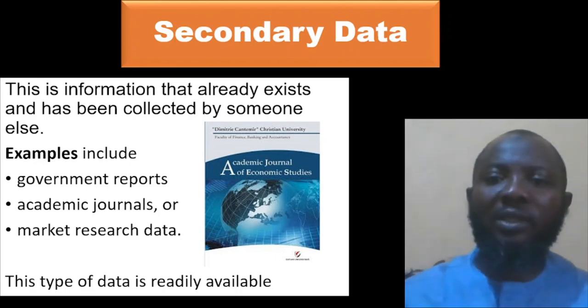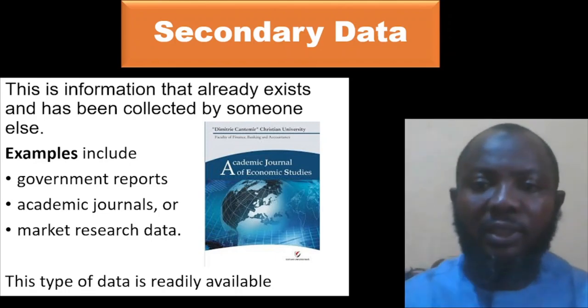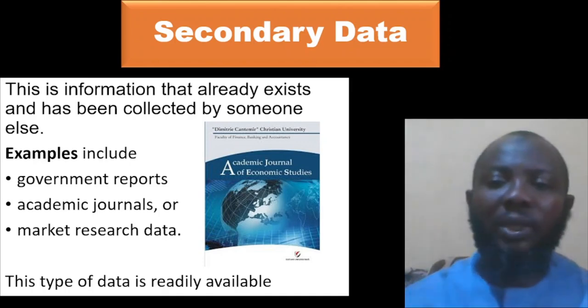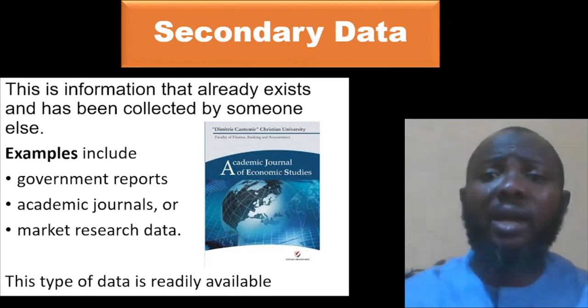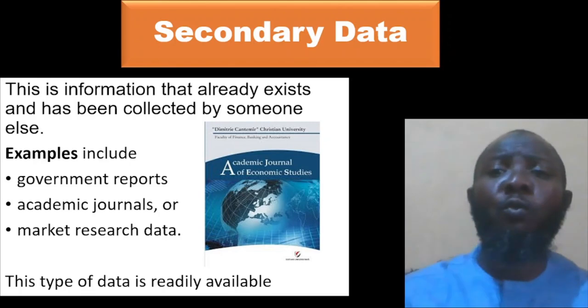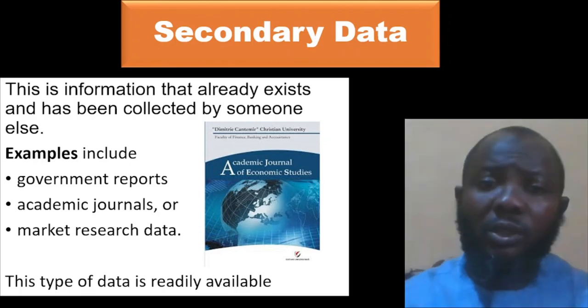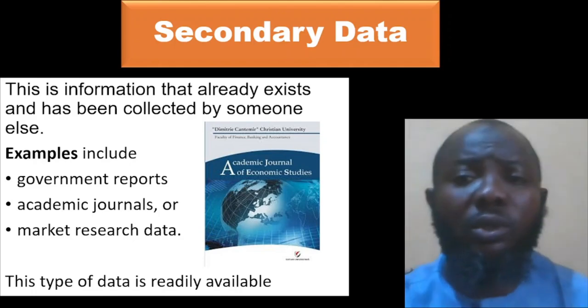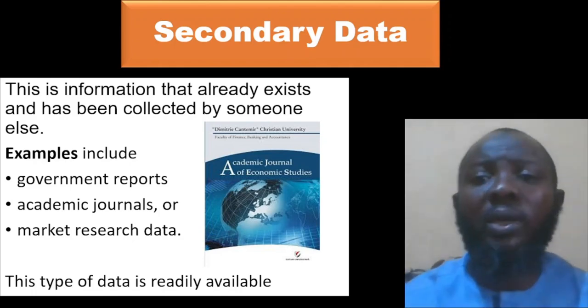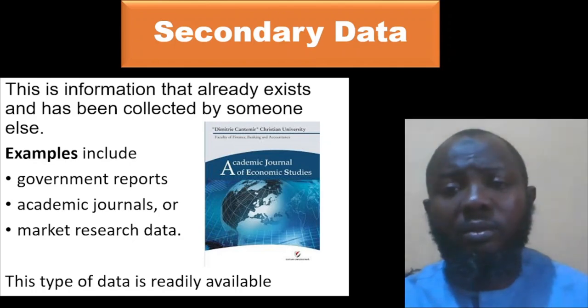So when the government gives a report on this kind of thing, other people like doctors and researchers can now use the report to make some decisions, to carry out some other research. They can now work on it further. Such type of data is what is referred to as secondary data. The other one is academic journals.